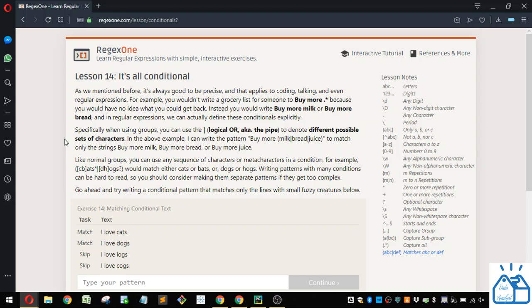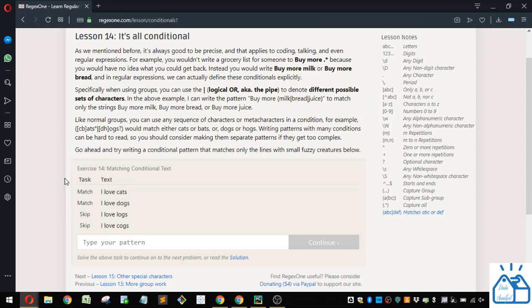As we mentioned before, it's always good to be precise, and that applies to coding, talking, and even regular expressions. For example, you wouldn't write a grocery list for someone to buy more star because you would have no idea what you would get back. Instead, you would write buy more milk or buy more bread, and in regular expressions, we can actually define these conditionals explicitly. Specifically, when using groups, you can use the pipe character. This is if you do shift and the key above the enter, that's where that is.